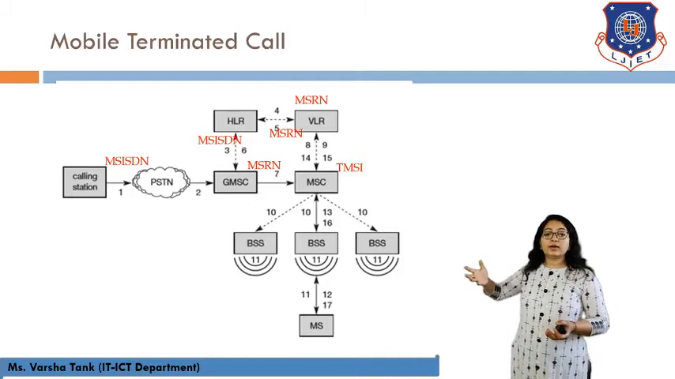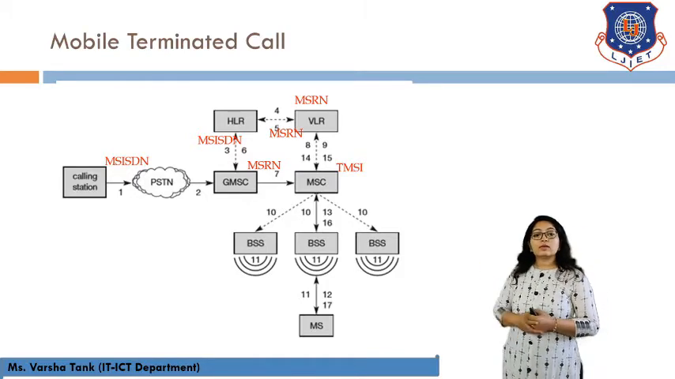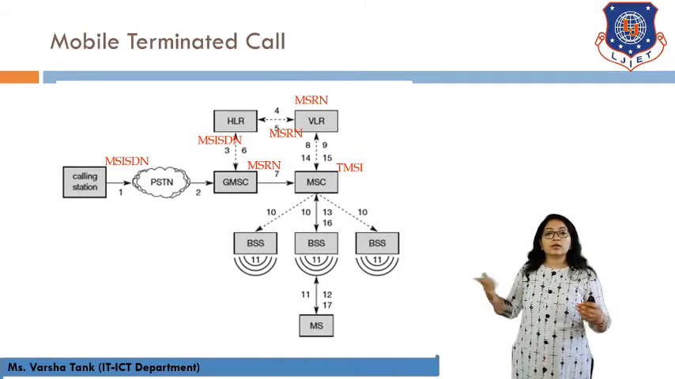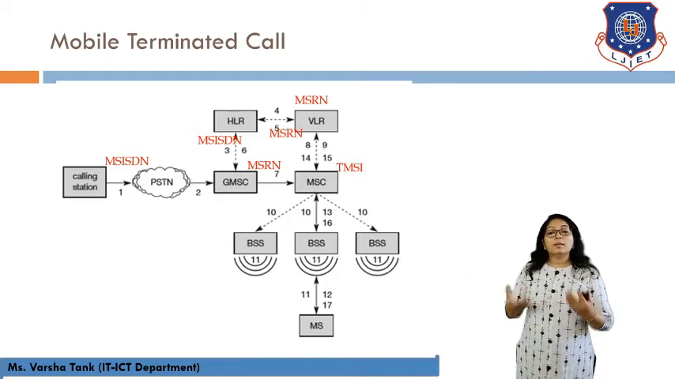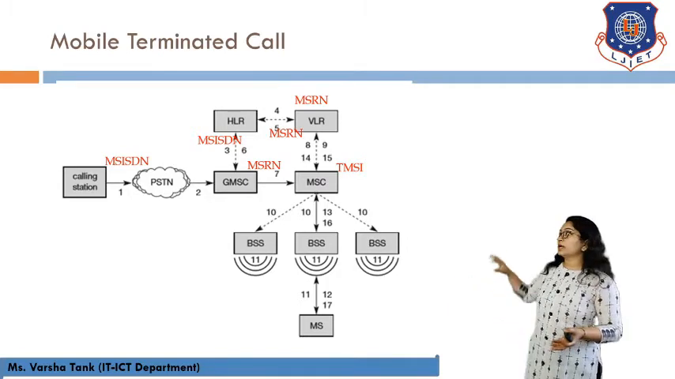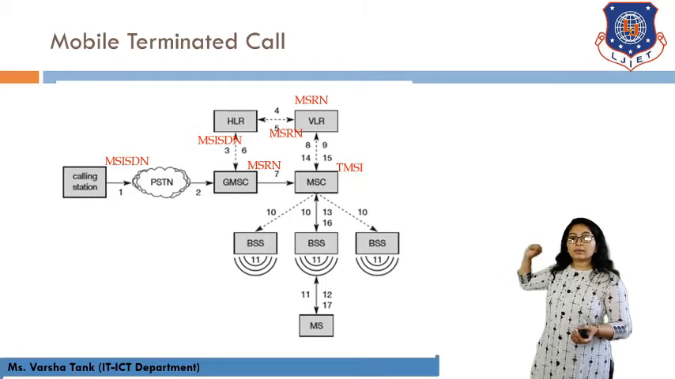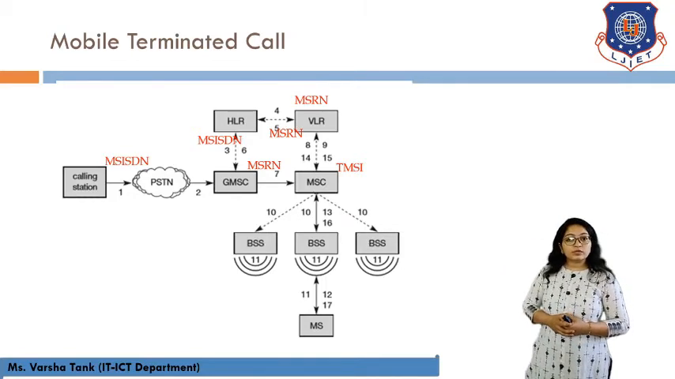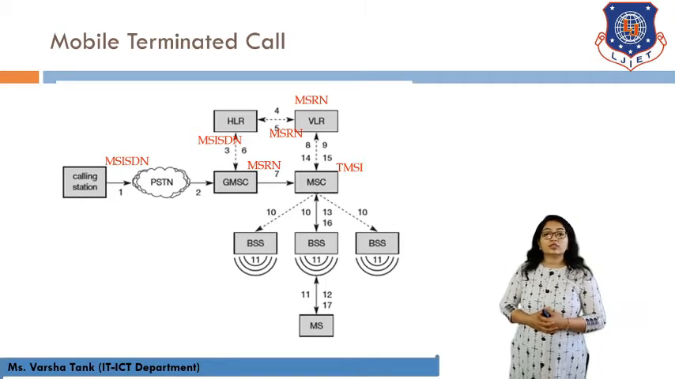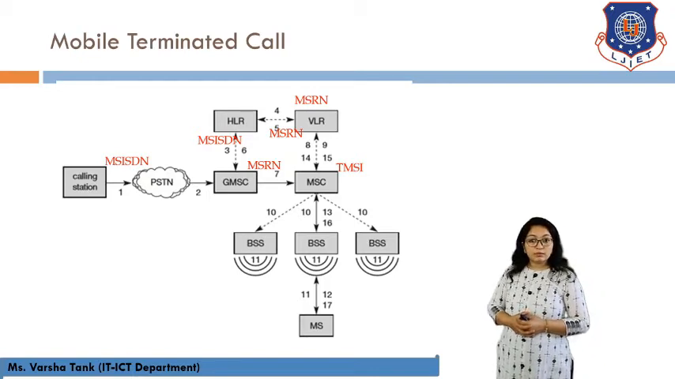Again, there is a different network, gateway. So gateway MSC will be used because one is a mobile network and another is a public switch telephone network. That way gateway MSC is used. What will gateway MSC do? Gateway MSC will ask the HLR about the MSISDN number.